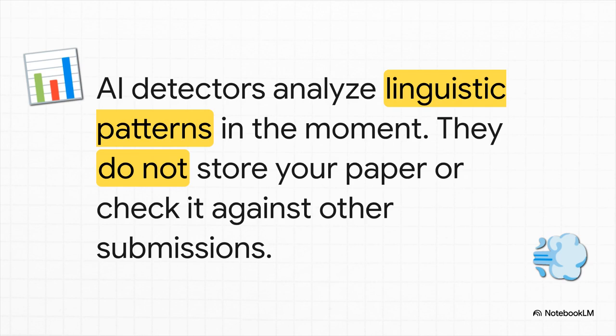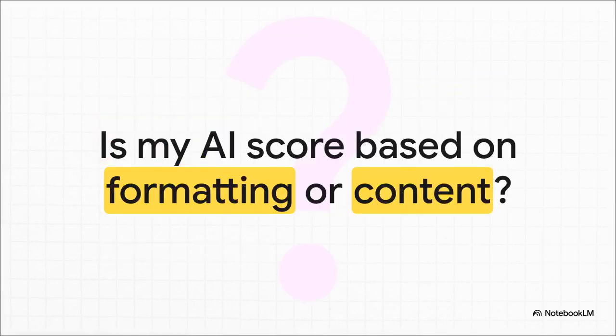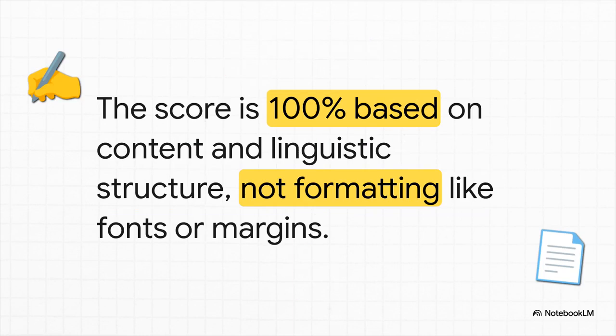Okay, next question, and this is a good one. Does formatting matter? You know, things like your font, your margins, double spacing. Does any of that affect your AI score? Nope, not one bit. The score is 100% based on the content. The algorithm is only reading the words and the structure. It has no idea if you're using Times New Roman or Comic Sans. All it cares about are those linguistic patterns, that perplexity and burstiness.